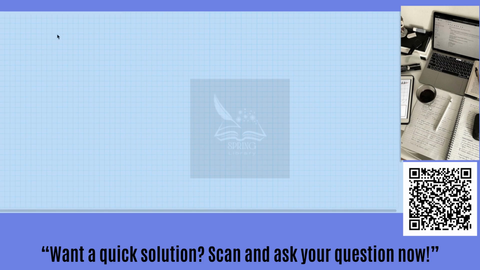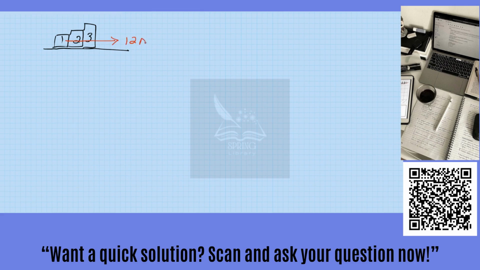Okay, so we have blocks with masses 1 kilogram, 2 kilograms, and 3 kilograms lined up in a row on a frictionless table. All three blocks are pushed forward by a 12 newton force applied to the 1 kilogram block. So here's that 12 newton force. It's going to push it to the right. So how much force does the 2 kilogram block exert on the 3 kilogram block? How much force does the 2 kilogram block exert on the 1 kilogram block?